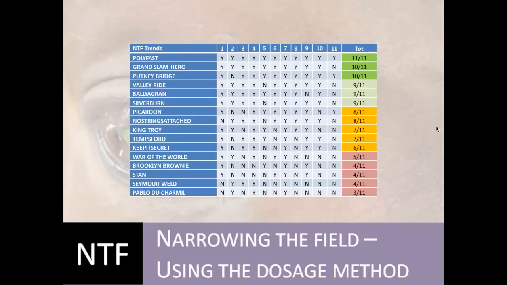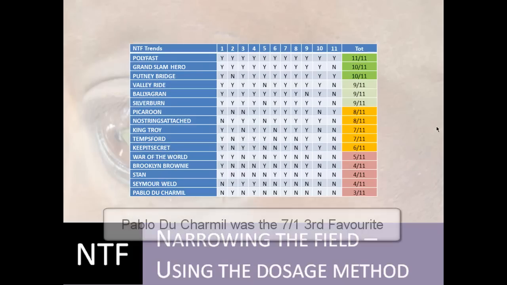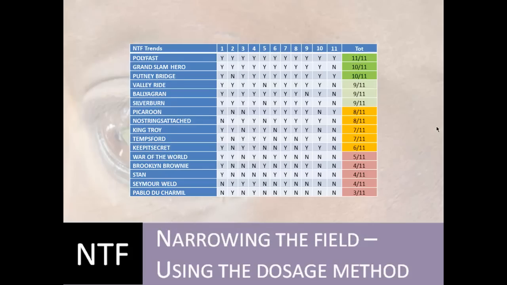Polypass, Grand Slam Hero, Platinum Ridge, they pass the most. And we've got Puro Pablo down the bottom. He's only got 3 out of 11, and instantly I'm thinking, I'm probably going to be avoiding this one. He's red zone dosage, he's right at the bottom of the trend scale. I really don't want to be touching him.